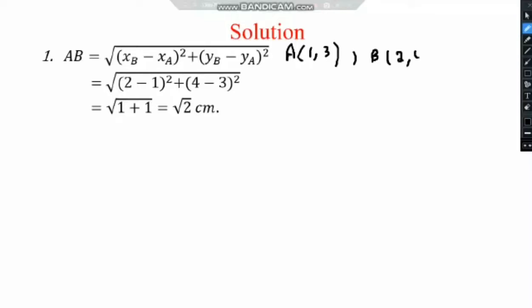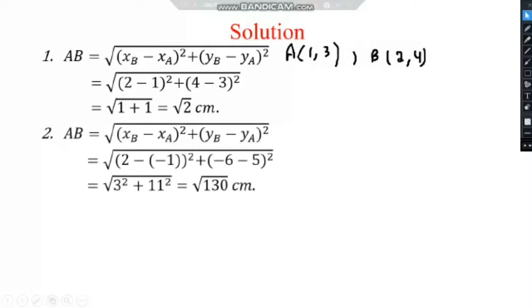We are going only to substitute these coordinates in the given formula. xb is 2, xa is 1, 2 minus 1, all of it squared. yb is 4, minus ya, 3, 4 minus 3 squared. 2 minus 1 squared is 1 squared, 1. 4 minus 3 squared, it will be 1 squared, 1. Radical 1 plus 1, it's radical 2 centimeters.